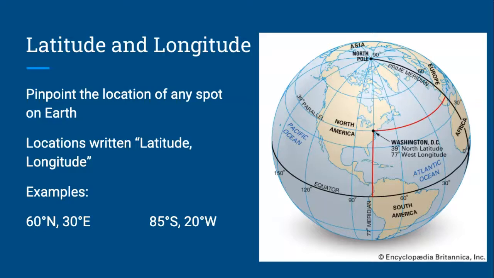And when we write latitude and longitude, it's always in that order. You always list the latitude first, followed by the longitude. So for example, you might write 60 degrees north, 30 degrees east. That would be a latitude and longitude pair. Or you would say 85 degrees south by 20 degrees west. Again, latitude first, followed by longitude.